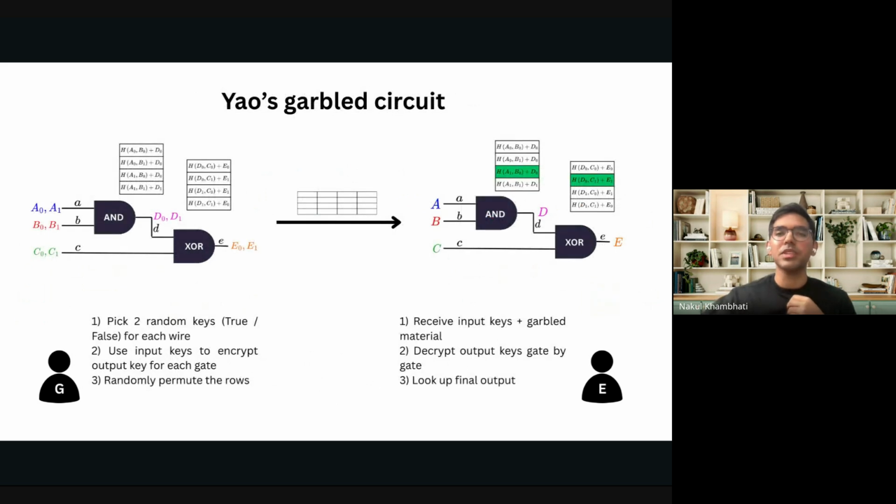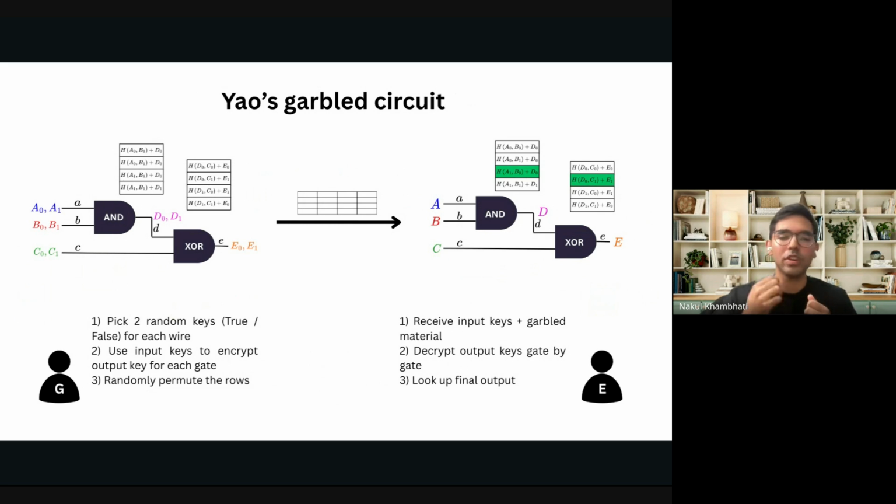Now let's look at a specific GC protocol. That's Yao's protocol, the first one that was introduced. I've already gone over the framework of how GCs can be used to achieve general 2PC. So it just remains to fill out certain details, like how these keys are picked, how gates are encrypted, and how they're decrypted. This is what the gobbler does.